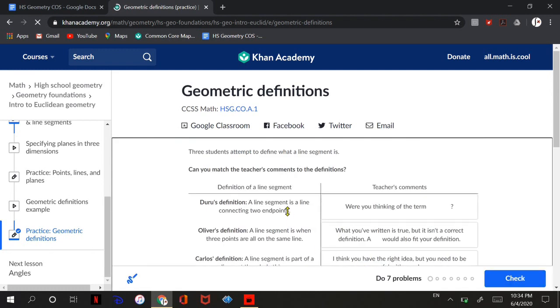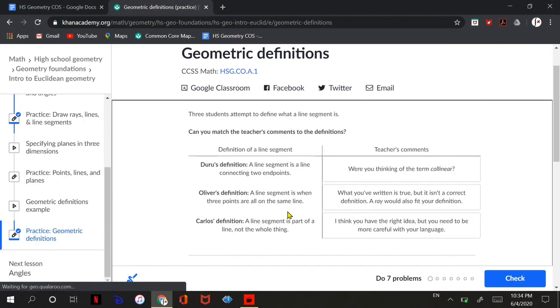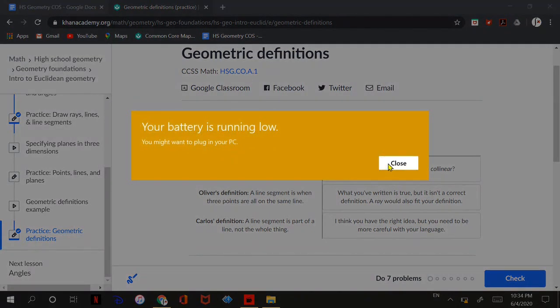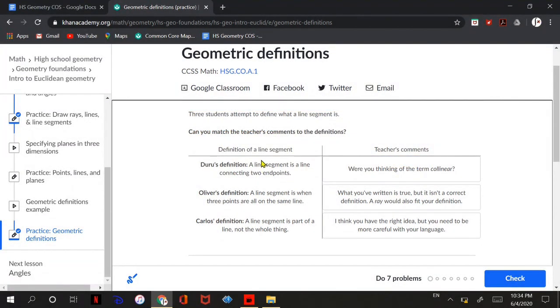Okay, so definition of a line segment. Why don't you guys pause the video and solve the problem yourself. Okay, now that you guys have solved the problem, I will be going over the answer. So a line segment is a line connecting two endpoints.